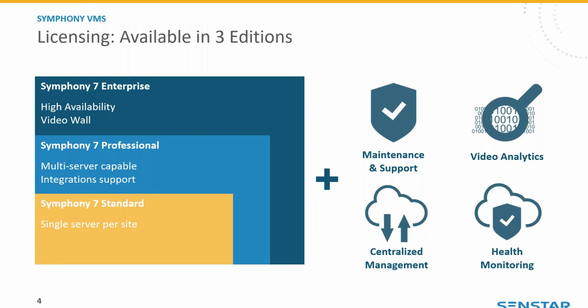I want to talk a little bit about the licensing model, because sometimes it's a little bit confusing, and customers don't know where they can apply the ALPR engine for license plate recognition. So we have three different models in Symphony. The very bottom of this diagram shows you that standard licensing only gives you a single server per site. As you increase to the professional license, you gain capabilities, and that is you can have multiple servers per site showing up as a single server farm.